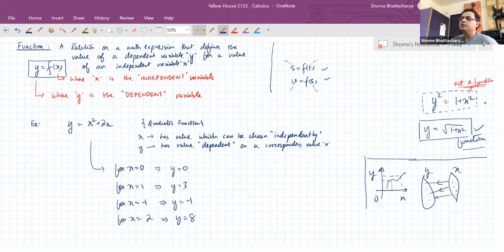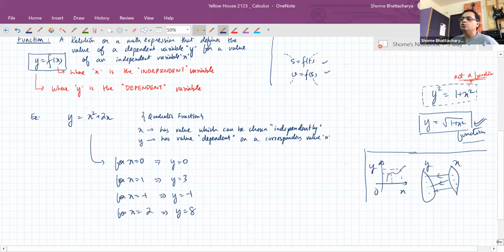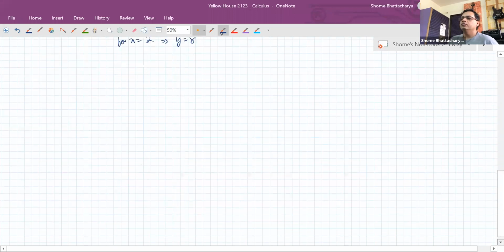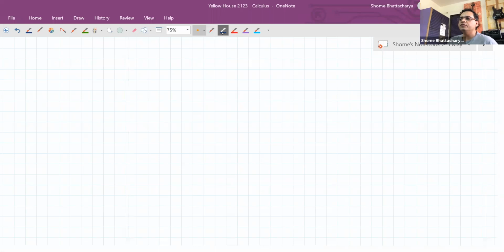y square is equal to 1 plus x square is an example of a relationship. There's no problem with that, because for a particular value of x, it will relate how I can get the value of y. But why does that relationship not qualify as a function, whereas the second one, y is equal to square root of 1 plus x square, qualifies as a function? This is because of a very important rule when we are defining a function. We cannot use any and every relationship to define a function.